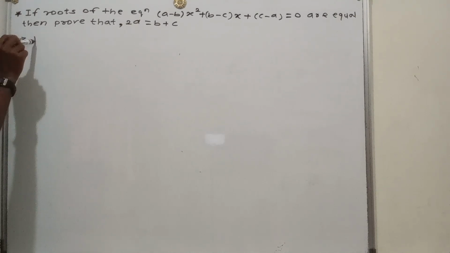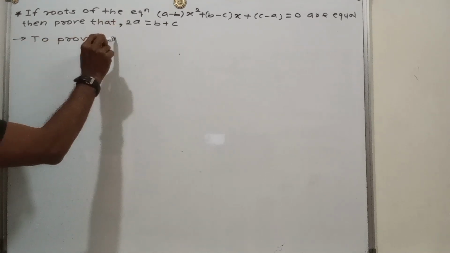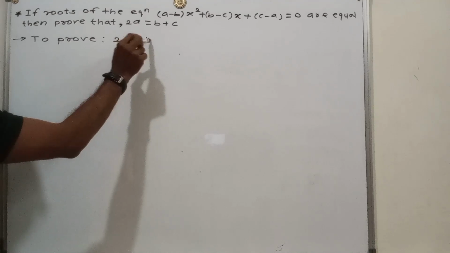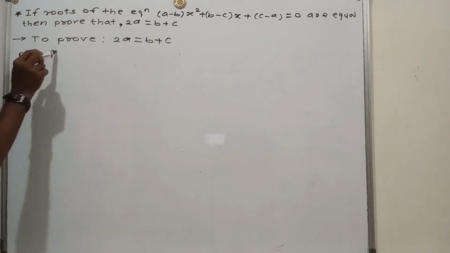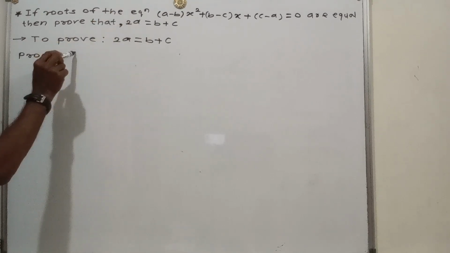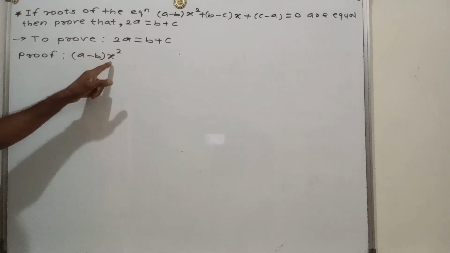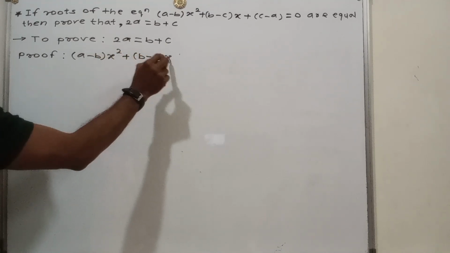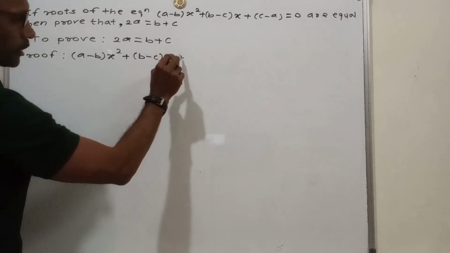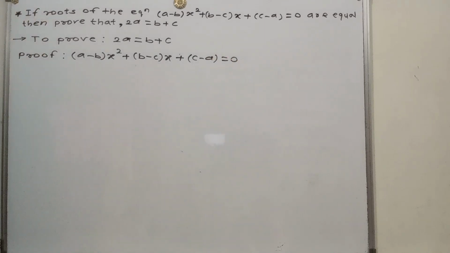Therefore, solution. To prove: what is to prove? 2a = b + c. Okay, now proof. Our quadratic equation is (a − b)x² + (b − c)x + (c − a) = 0.